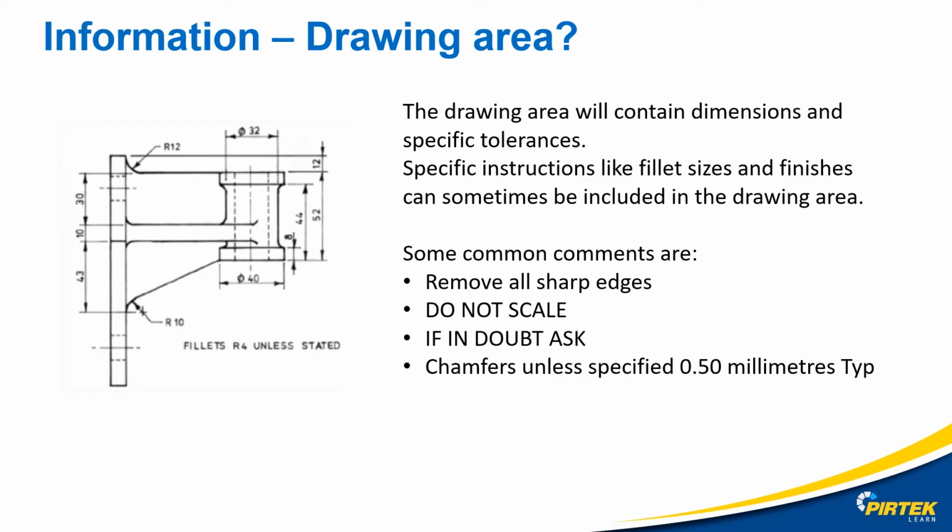The drawing area will contain dimensions and specific tolerances. Specific instructions like fillet sizes and finishes can sometimes be included in the drawing area also. Some common comments that you'll see are remove all sharp edges, do not scale, if in doubt ask. Here's another example of a generic chamfer size: chamfers unless specified, 0.5 millimeters TYP, which stands for typical or unless otherwise specified.